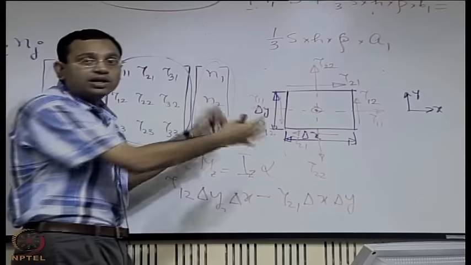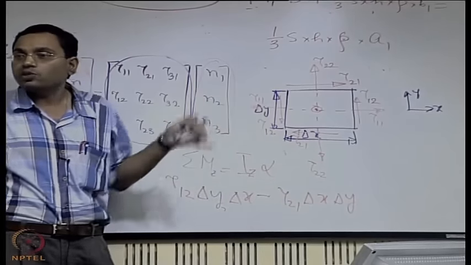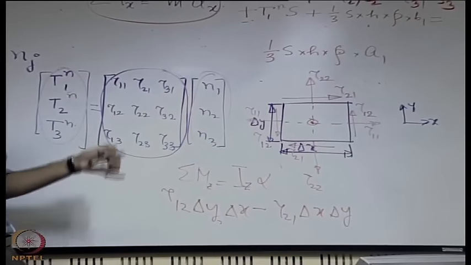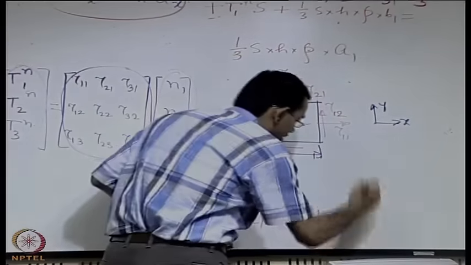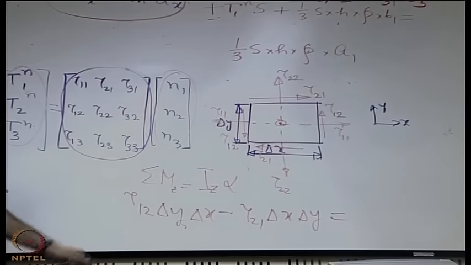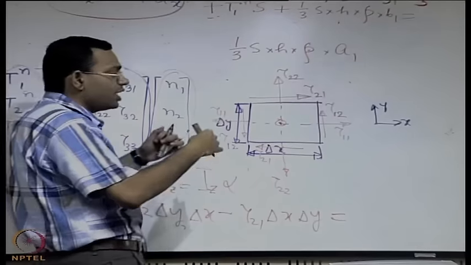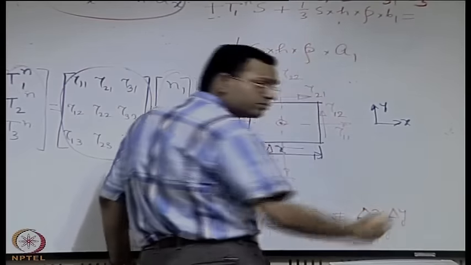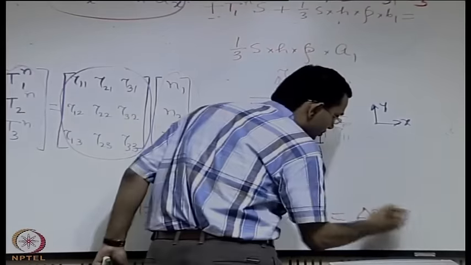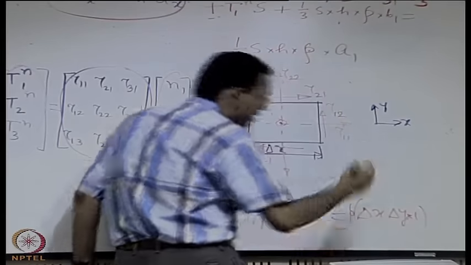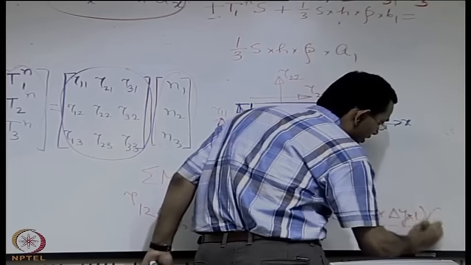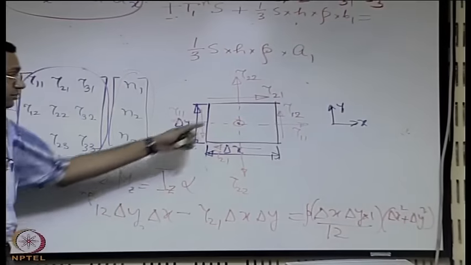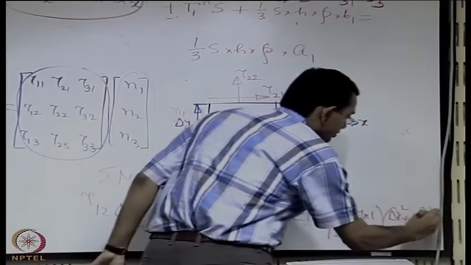We are assuming there is no body couple acting on it, just like a body force there could be a body couple. Fluids usually do not sustain body couple. This is equal to the moment of inertia, which has dimension of m into length squared. Here m is delta x delta y into 1 into rho. If you write it properly, it is delta x square plus delta y square by 12 with respect to this axis, times alpha.